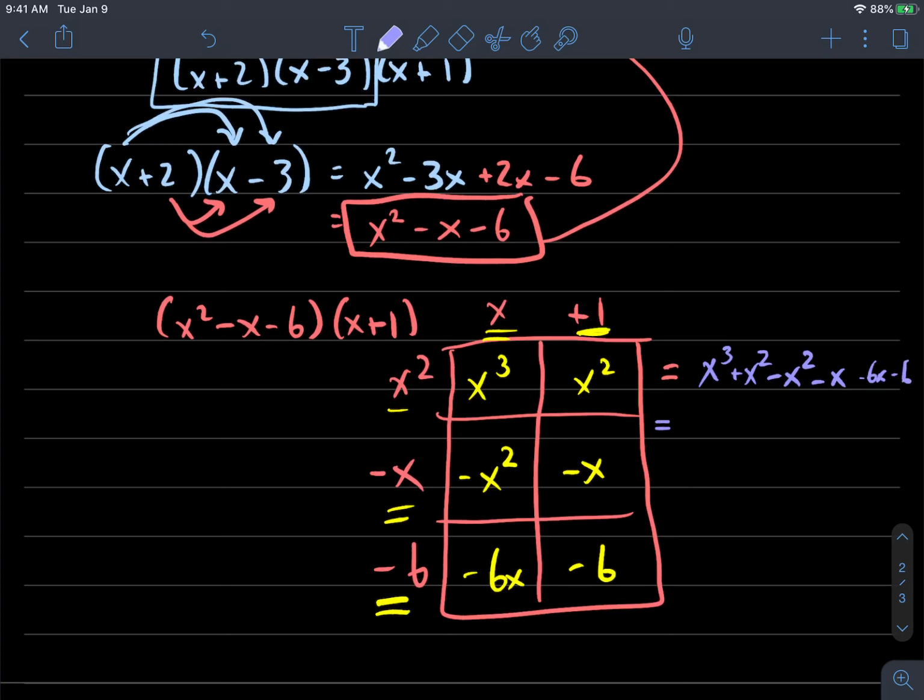All right, so that x cubed comes down. X squared minus x squared becomes 0, so this goes away, right? This becomes 0. And then negative x minus 6x is going to be negative 7x. And then the negative 6 is just going to come down. All right, and we're done.